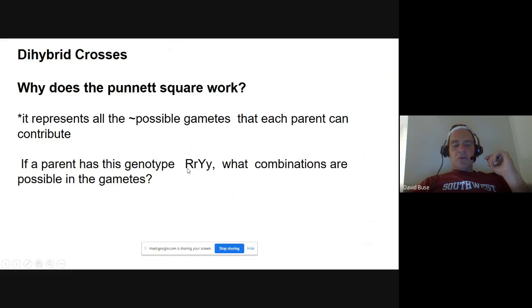Well, to set up our Punnett square, we're going to have only one of these two letters be passed down to the offspring. So for example, we could have a big R, big Y, a big R, little y, a little r, big Y, or a little r, little y. So there are 4 different combinations of gametes for this particular genotype.